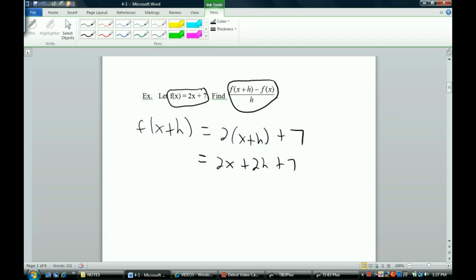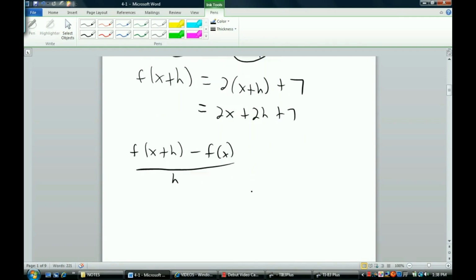Now f of x is given to be the function, and then h is just a variable, a letter. So now what we're going to do is take our information that we found and that we're given, and substitute it into this formula. So what is f of x plus h? Well, we found it to be 2x plus 2h plus 7. I'm going to put that in parentheses just so that it's different from f of x. And I'm definitely going to put f of x in parentheses because of the minus sign.